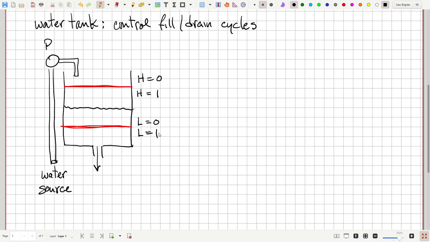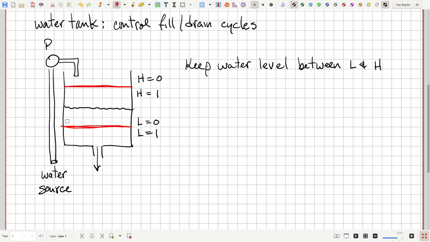So our goal is to keep the water level between the L and the H markers. And presumably what we would want to do is, whenever we went below the low level, turn on the pump and fill it up. And as soon as we hit the high level, turn the pump off. And you can let it drain and then cycle the pump in that way.